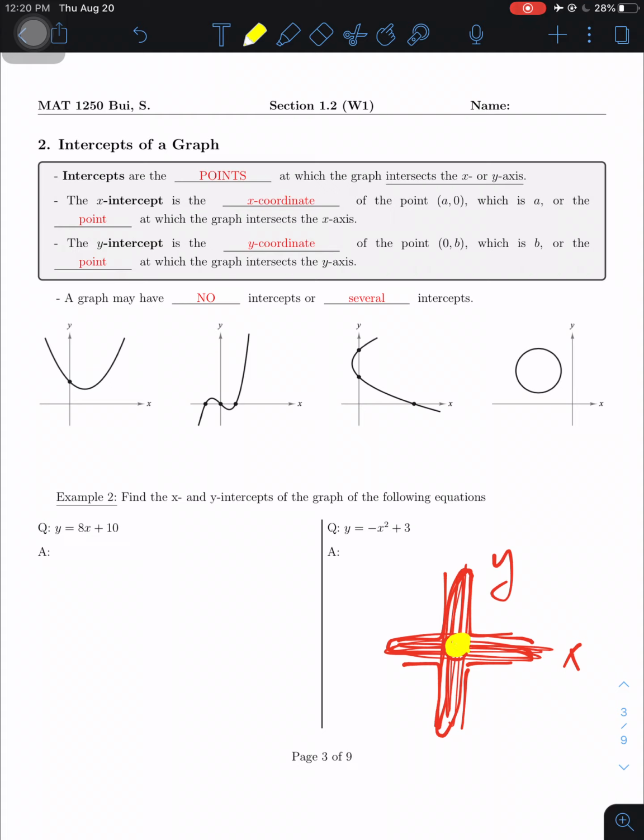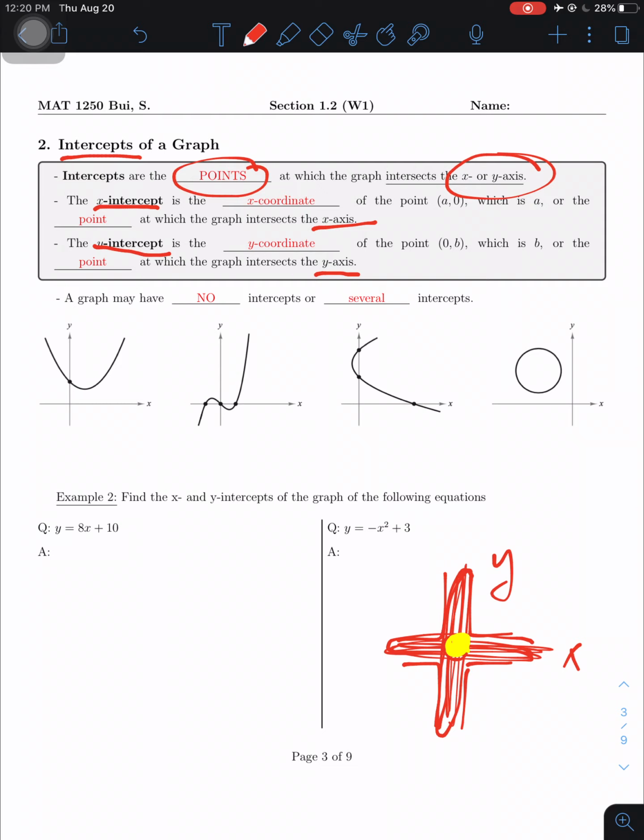Okay, so when we talk about the intercepts, they are different a little bit in the sense that they are points. Again, they are points, right? But they intersect only on the axis. They intersect only the x-axis or the y-axis. And obviously the x-intercept is the point or the coordinate that intersects the x-axis, and the y-intercepts are the points or the y-coordinate that intersect the y-axis. Okay, the name will tell you them all.